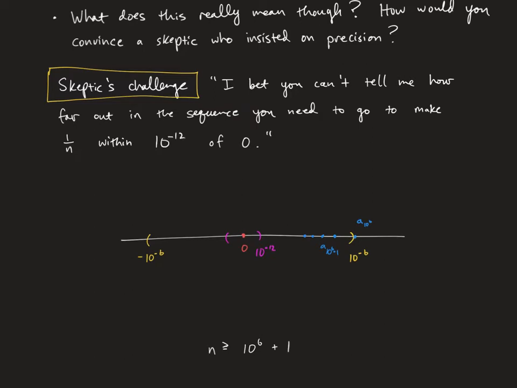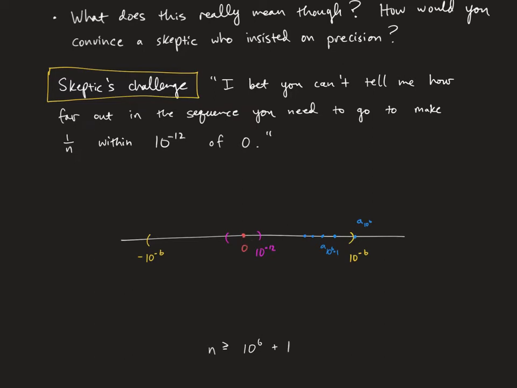Now you failed, right? Your choice of n equals 10 to the 6 plus 1, a million plus 1, is no longer working, because these few terms here are clearly not small enough to end up in this interval within 10 to the minus 12 of 0. And you, as the believer in this concept of the limit being 0, should say, well, no, not so fast.